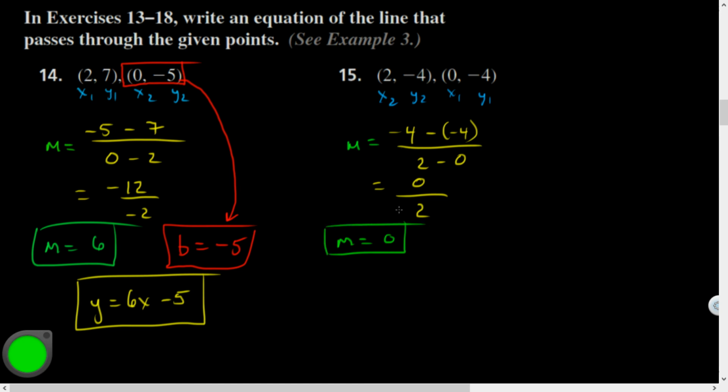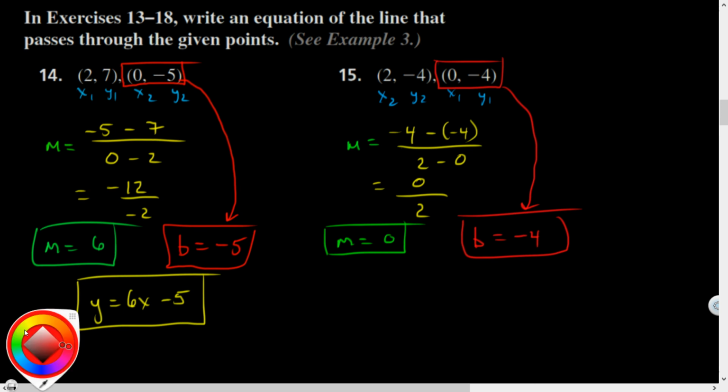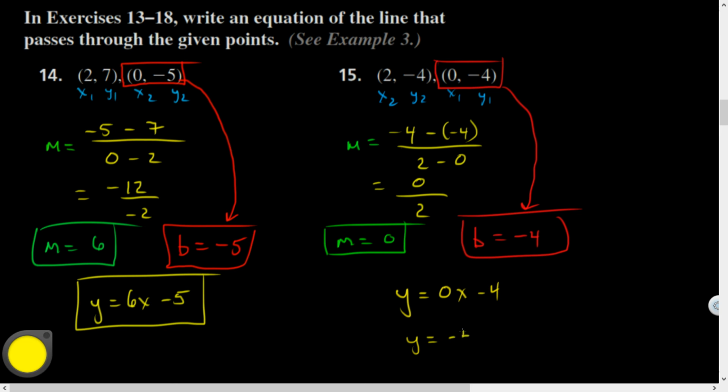Not bad. What is the y-intercept here? Yeah, because the y-intercept will occur whenever x is 0. So what is my equation of the line? Precisely. If you did write y equals 0x minus 4, 0 times any number is 0. So y equals -4.